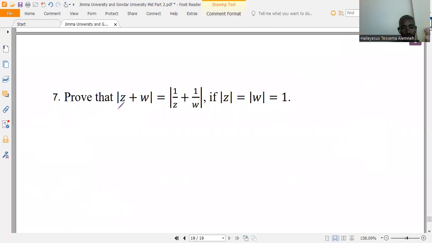And the next one is: prove that the modulus of z plus w is equal to 1 over z plus 1 over w, if the modulus of z is equal to the modulus of w is equal to 1. Prove that the modulus of z plus w is equal to the modulus of 1 over z plus 1 over w if the moduli of w and z are 1.